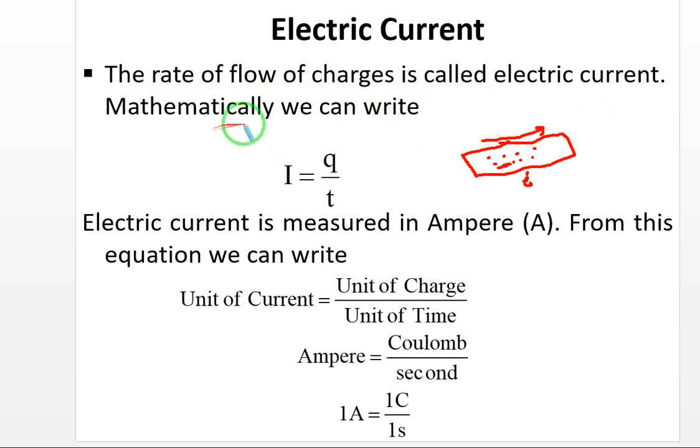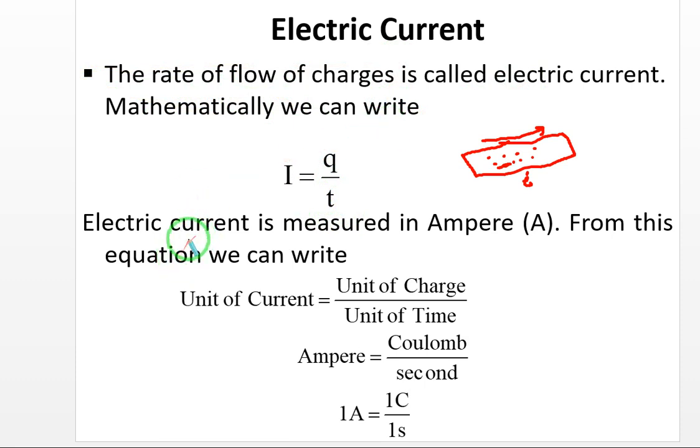So how can we write it mathematically? Current is represented by I. Current I is equal to Q over t, where Q is charge and t is time. So t means the rate of flow. Q is charge. So the rate of flow of charge is called electric current.